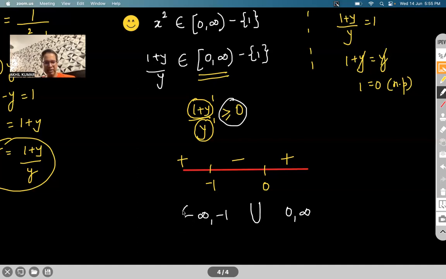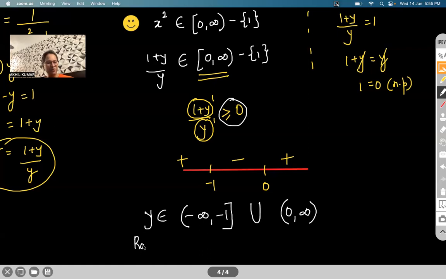So minus infinity will never be included. Infinity will also never be included. What about minus 1? Yes, minus 1 can be included because it will make the expression 0, and 0 is allowed as per the inequality. 0 cannot be included because 0 will make the denominator 0. Correct? So this is your interval of y.